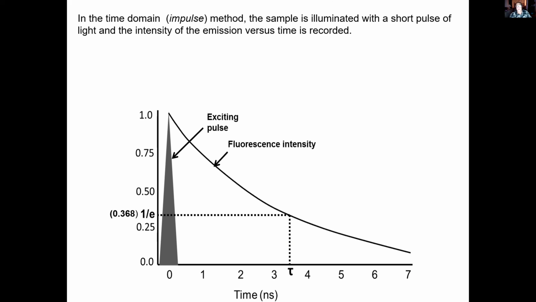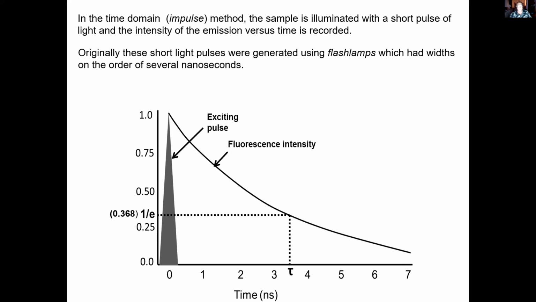So in the time domain, also called the impulse method, the sample is illuminated with a short pulse of light, and then the intensity of the emission versus time is recorded as shown in this picture.